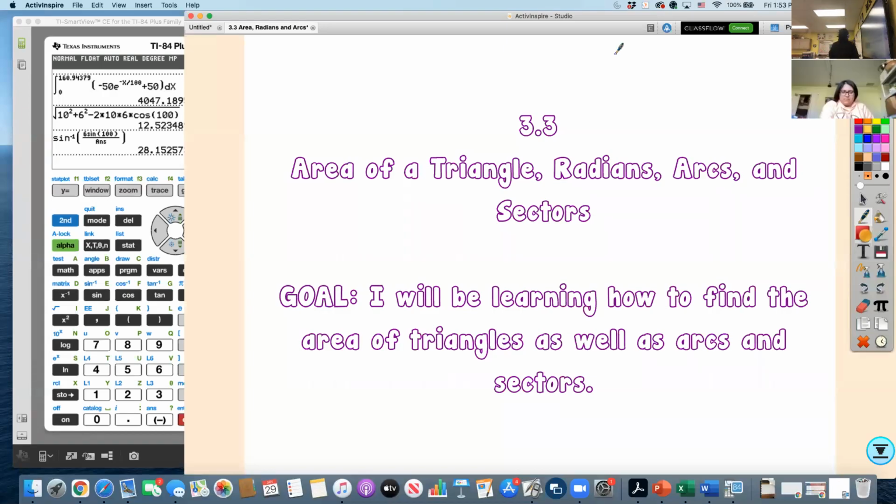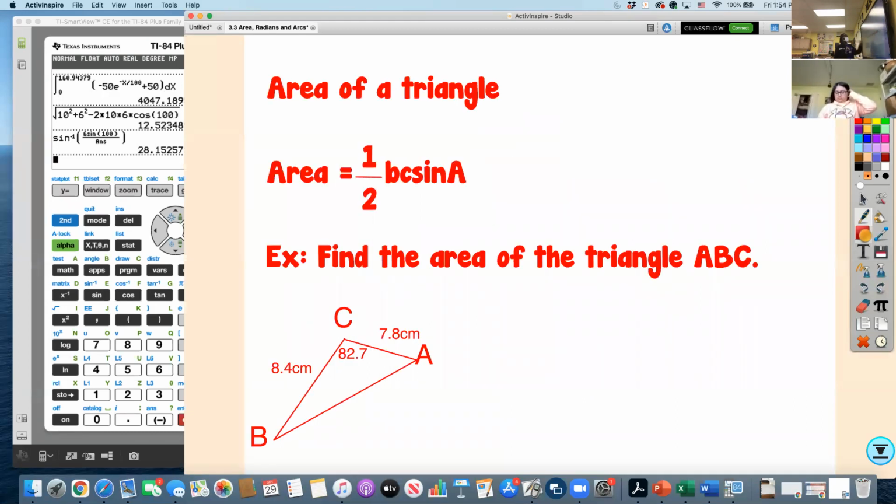All right, so we're doing area of a triangle, radians, arcs, and sectors. This is the last little bit of the trigonometry unit. And so you guys are gonna learn how to find the area of a triangle, different from what y'all know of 1/2 base times height. This is to find the area of any triangle now, as well as how to find lengths of arcs and areas of sectors. So a few formulas today, some examples to go along with them, and here we go.